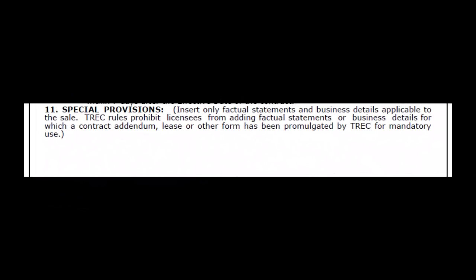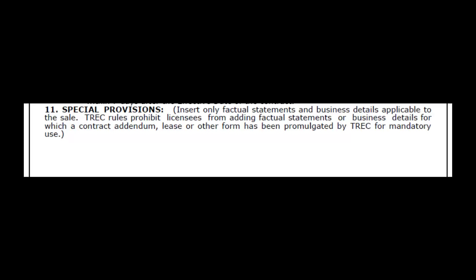Paragraph 11, special provisions. All right, this is a hot button little paragraph. If you'll notice, as the TREC contract keeps getting revised, this section keeps getting smaller and smaller, and there's a reason for that. Texas Real Estate Commission doesn't like us writing stuff in this blank, because real estate agents tend to write crazy stuff in the blanks. They want us to stick to just factual statements or statements that clarify maybe terms of the contract or different details of the contract.